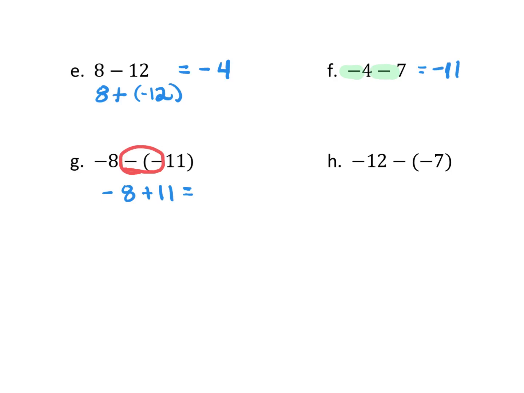We get negative 8 plus 11. And now we're back to our rules about adding signed numbers. We have different signs. We are going to subtract. My larger number is positive. And so my final answer is positive 3.